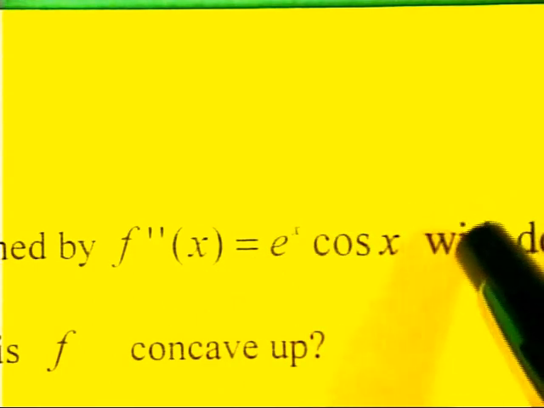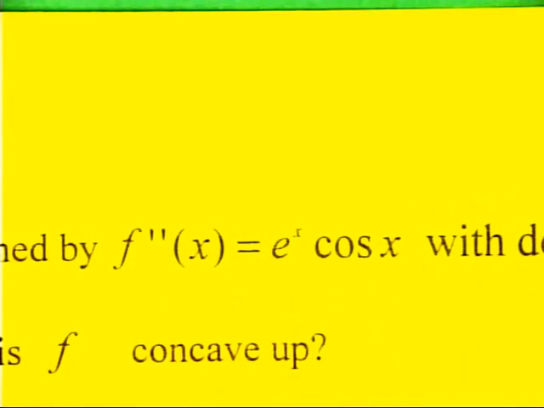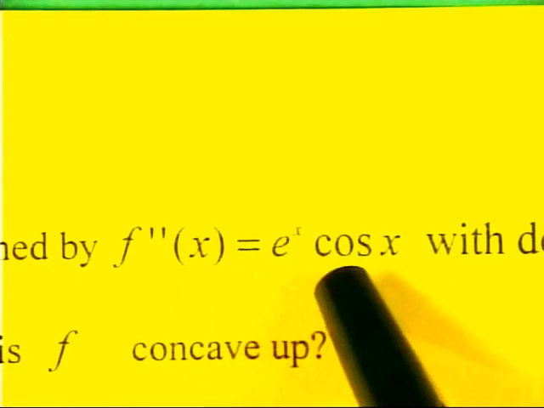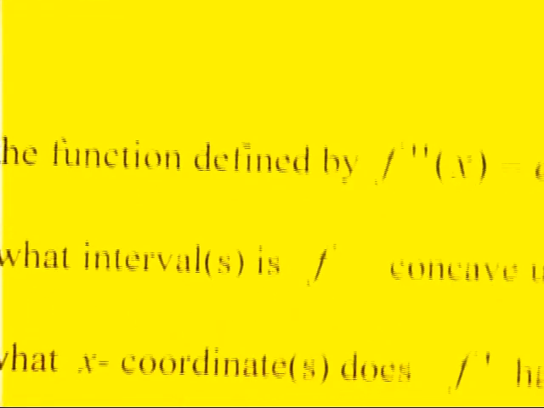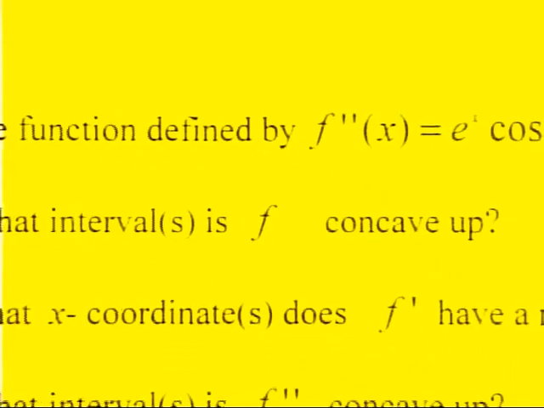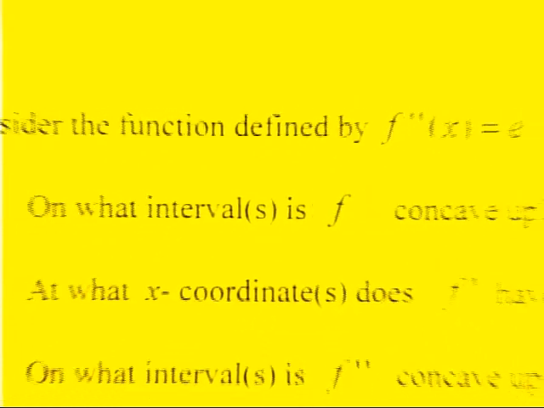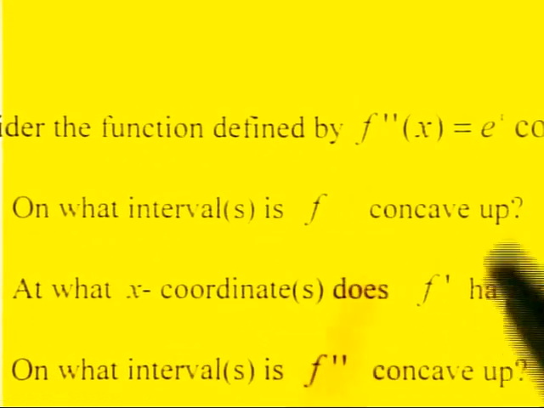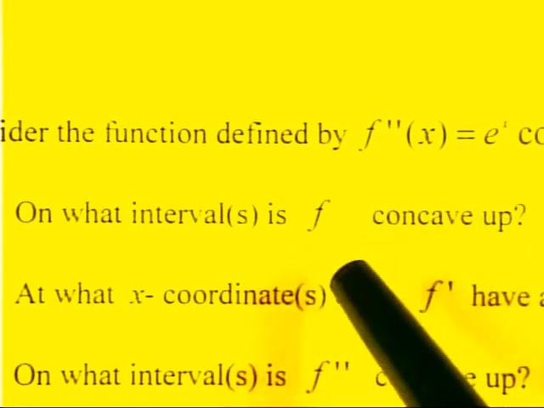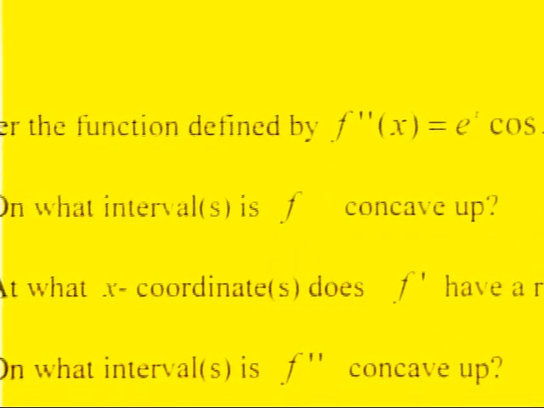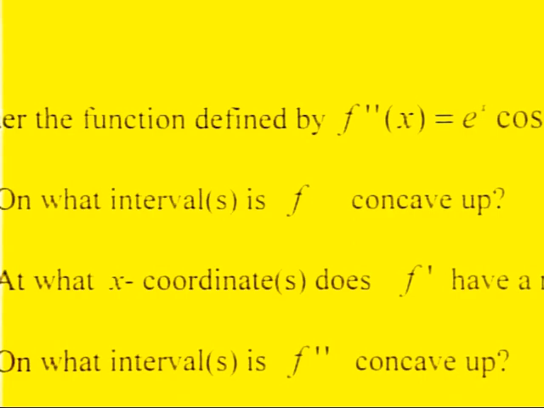Hey, if f double prime of x is e to the x cosine x, this was the question of the week to win $10. If f double prime of x is equal to e to the x cosine x, the question is, part A: on what intervals is f concave up? In general, f is concave up when blank, Travis Morrison.